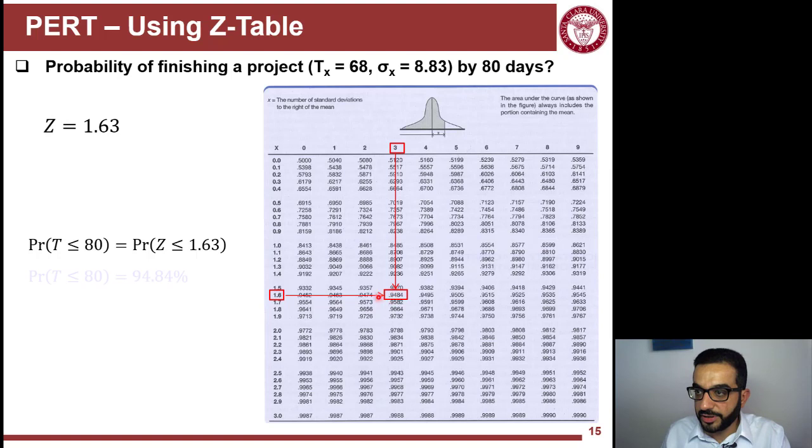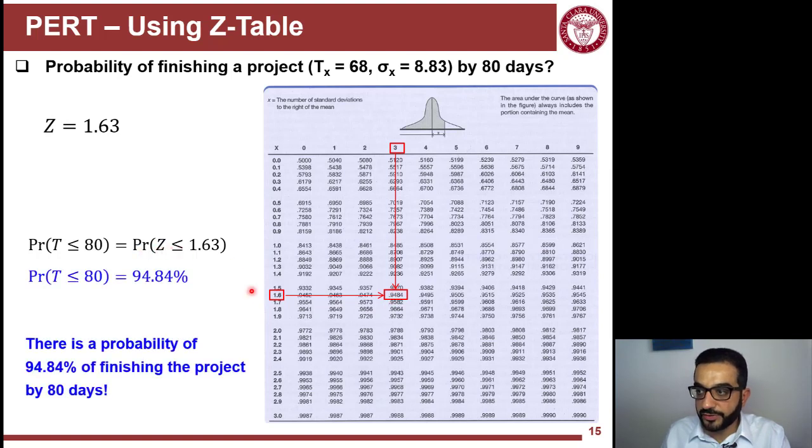This element is the probability of z less than 1.63, which from here is a decimal value, but I can write it as a percent value. So it will equal 94.84. So that's basically the answer. The answer to this question of finishing the project by 80 days is that there is a probability of 94.84 percent of finishing the project by 80 days. It's pretty good. I have less than 5% probability of not finishing by 80 days.